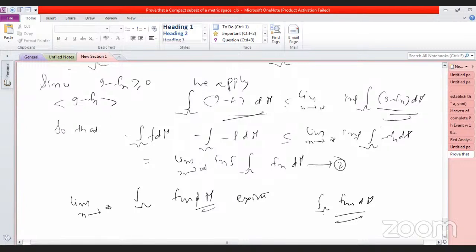So the integral of G minus F d mu is less than or equal to the limit as n tends to infinity of the infimum of the integral of G minus Fn d mu. So these conditions are satisfying. The limit as n tends to infinity of the integral of Fn d mu exists, and the equality condition is satisfied. This is one major problem, a big problem, for the annual examination.